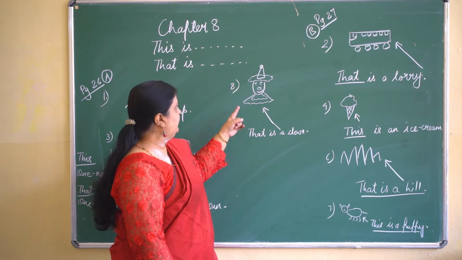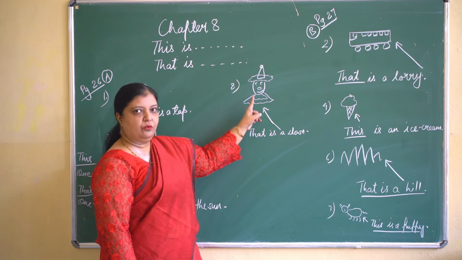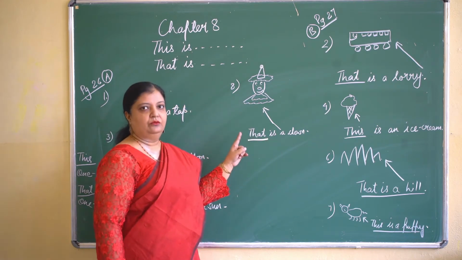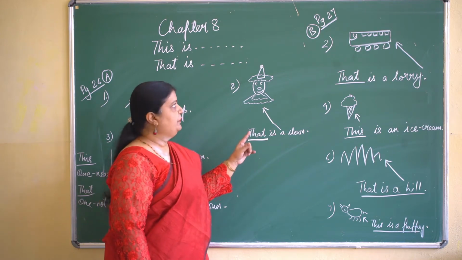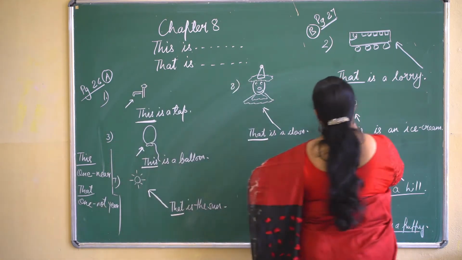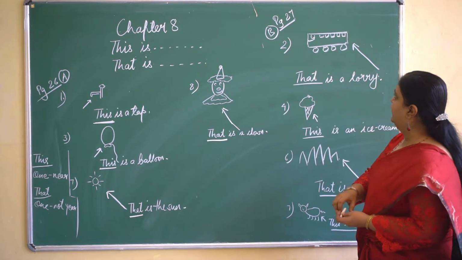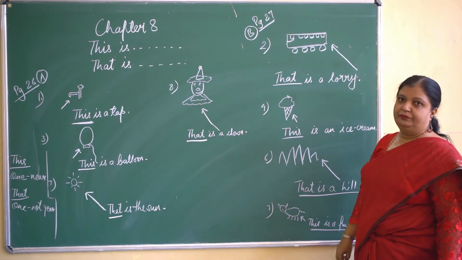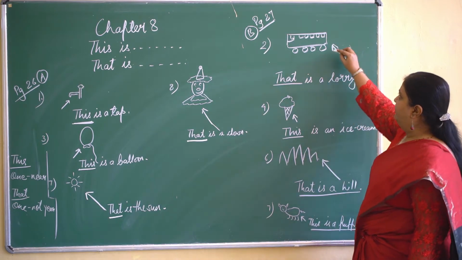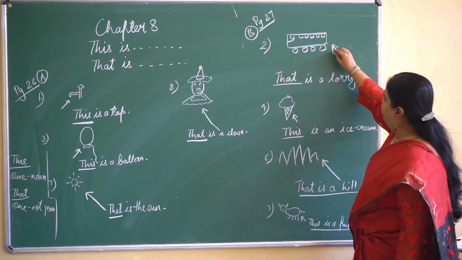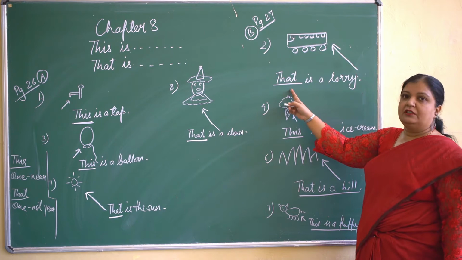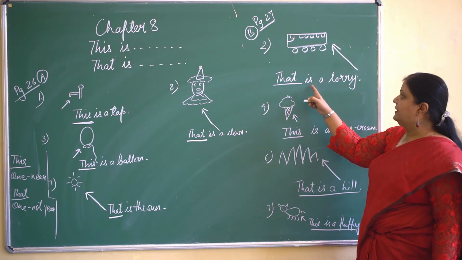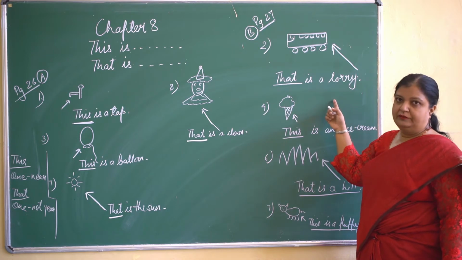In the same pattern, exercise B, page 27. One more example is there of a clown. That is also quite far off. That is a clown. Understood? Now for the exercise of page 27 B, one lorry picture is in the second picture. And it's quite far off. See the arrow? So which word will we use, this or that? That. That is a lorry.